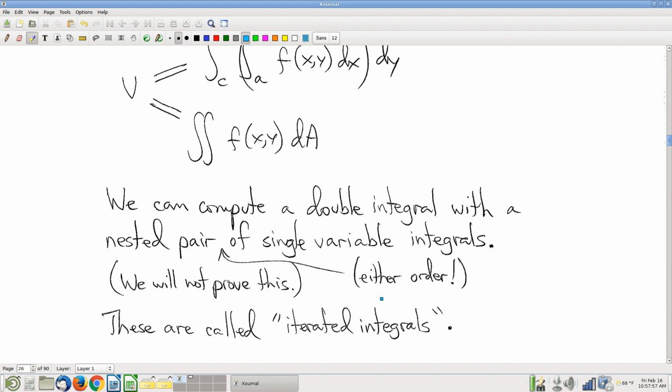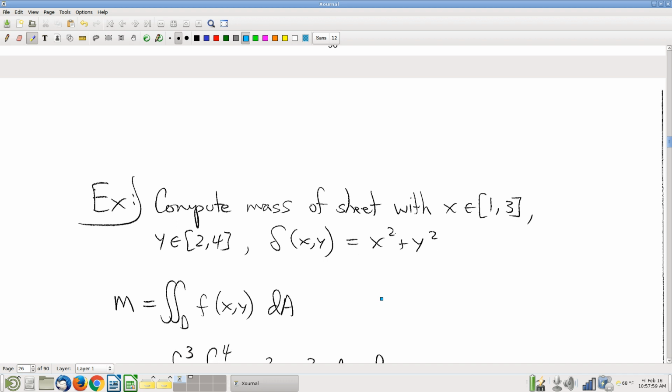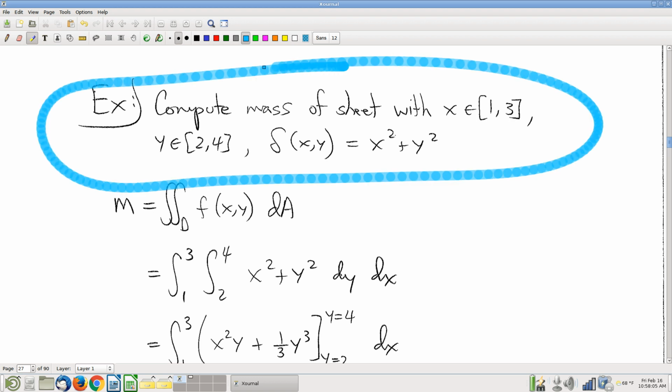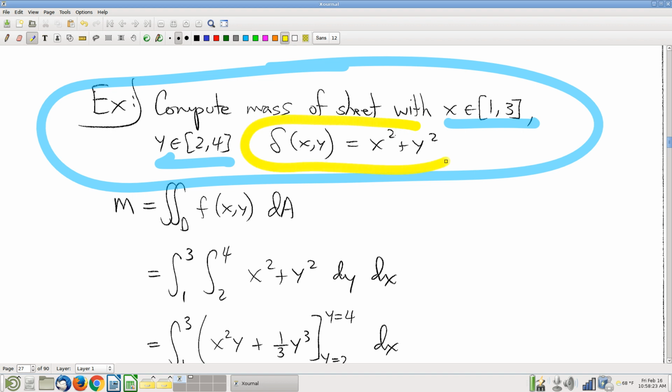All right. Okay, so let's put it all together then, and let's actually solve our first application. I've got a mass distributed over some sheet, some two-dimensional region. The sheet in question has this range of values for x, that range of values for y, so this is a rectangular sheet, right? And the mass per unit area, so the density in this context, is given by this function here. And the question is, what's the total mass on that sheet?